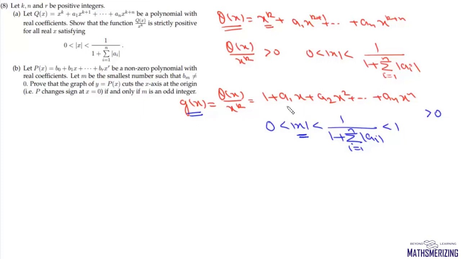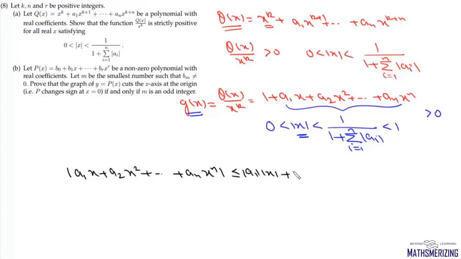What we'll do is we'll take up these expressions. So we'll say mod of a1x plus a2x square plus up to an x to the power n, and it is always less than or equal to mod a1 mod x plus mod a2 mod x square plus up to mod an mod x to the power n.